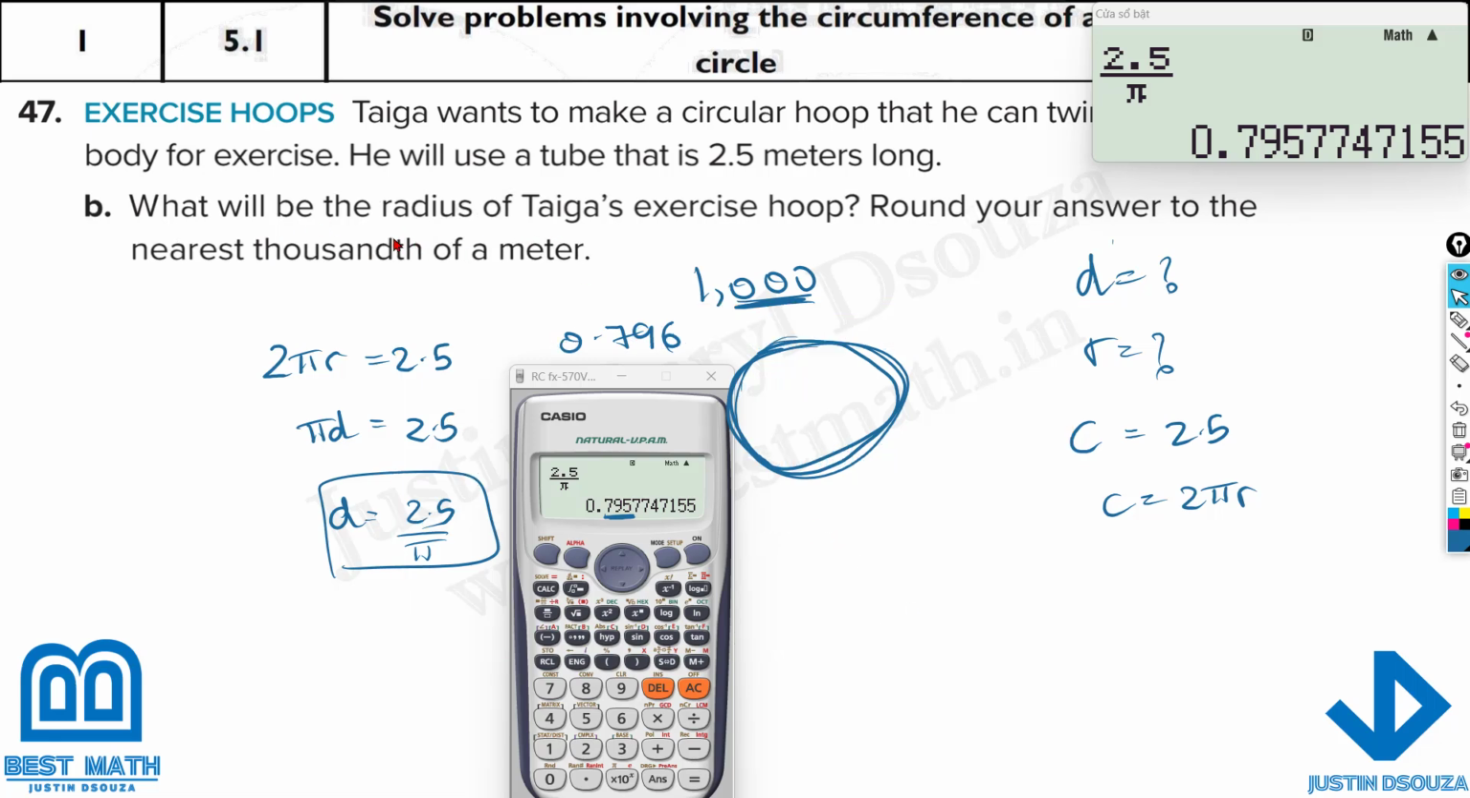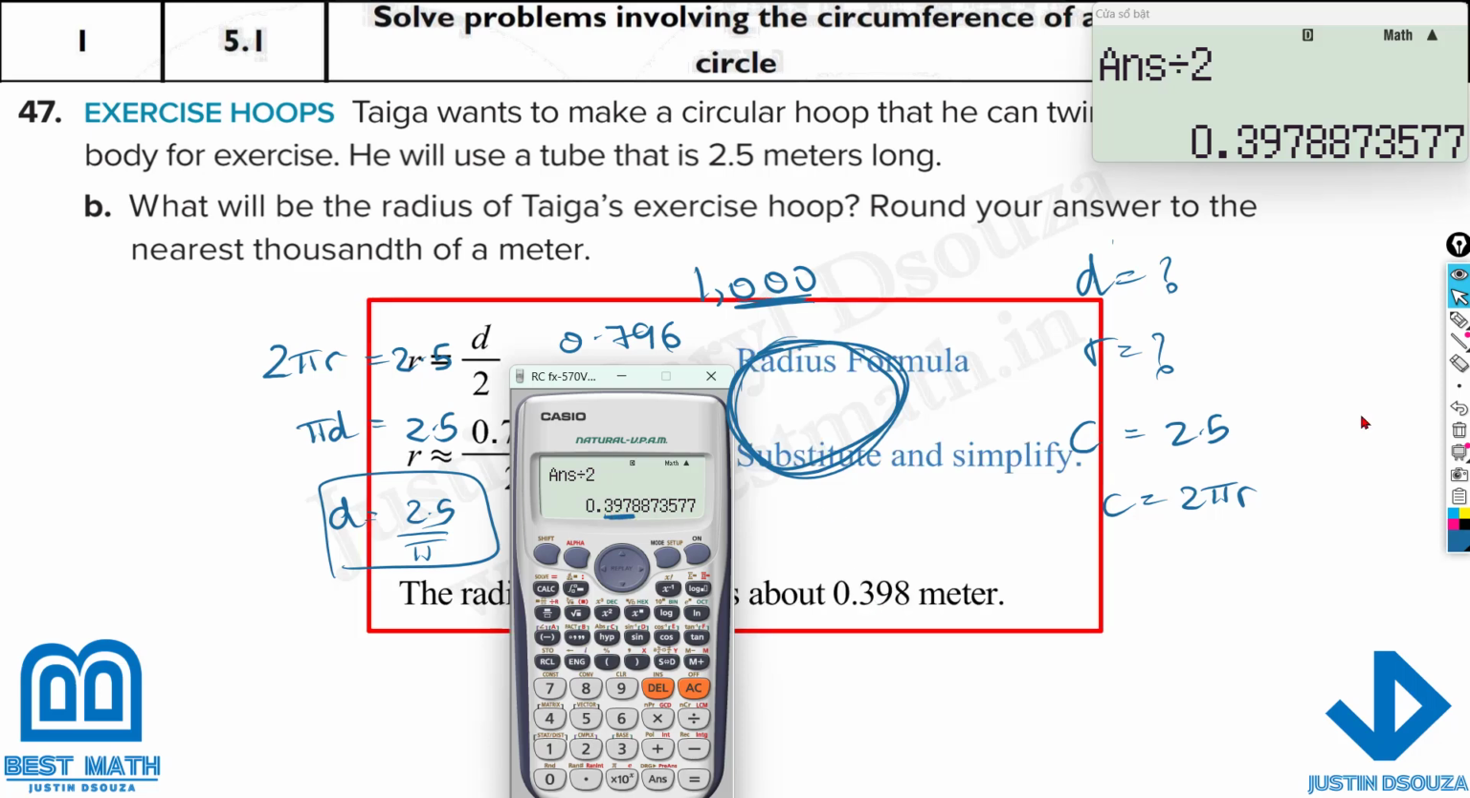But they have also asked the radius here. If they wanted the radius, you just divide the answer by 2, whatever you got, and it will be 0.398. That's it. You just have to round it off to the nearest thousandth of a meter. So 1, 2, 3, 7, 8 makes it 8.